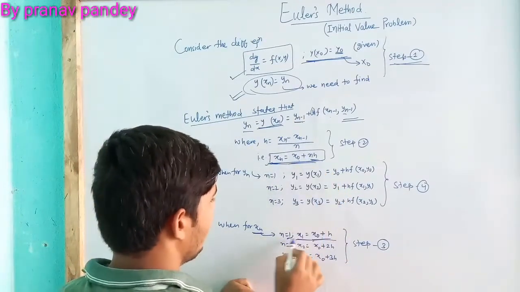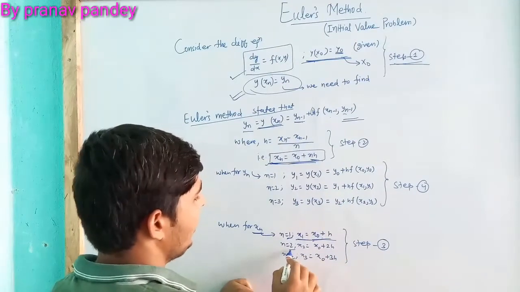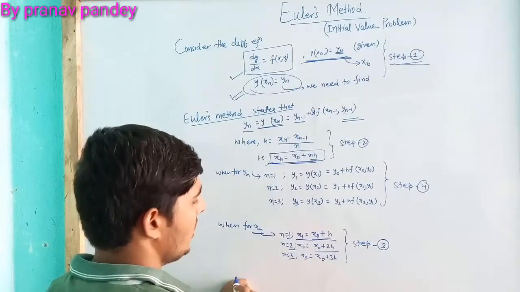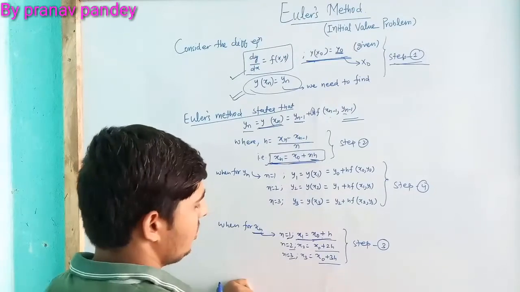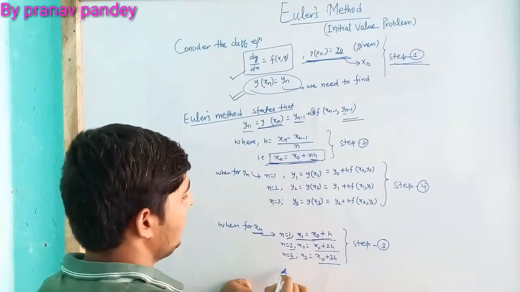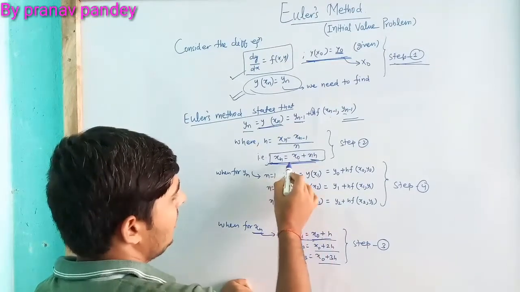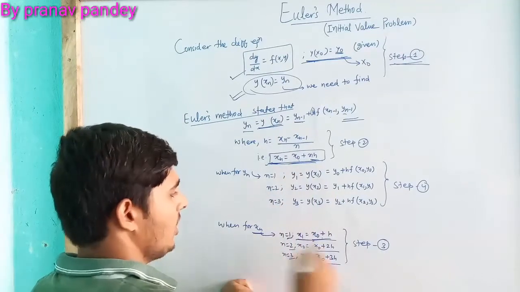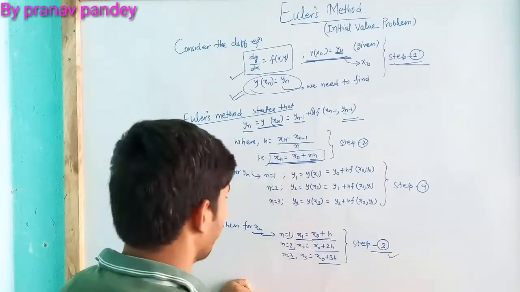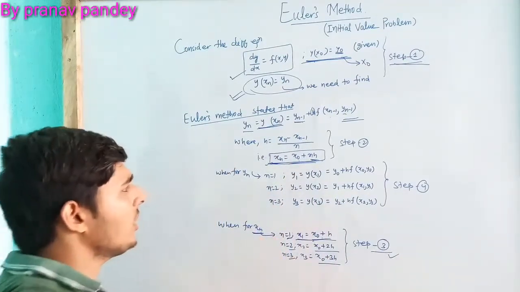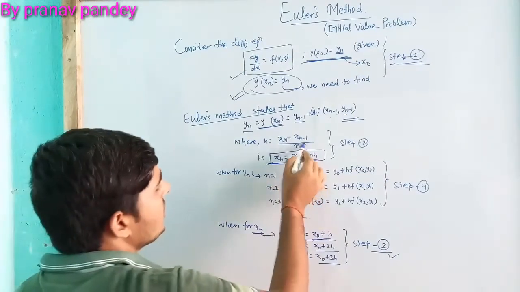Here n is 1, so we can write x1 is x naught plus h. Similarly, for n is equal to 2, x2 is x naught plus 2h, and for n is equal to 3, x3 is x naught plus 3h. And similarly, for n terms, xn is equal to x naught plus nh. Step 3 is this.